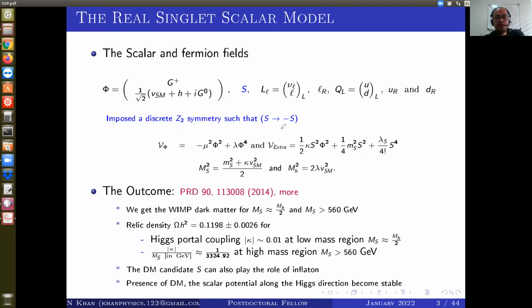In the presence of the extra scalar, this is the extra term in the scalar potential, and for this term, if you calculate the mass, we get the mass of the real singlet scalar. All the other standard model fermion masses remain the same, because there is no change in their masses or in any coupling expression. So what we achieved in this model is that you can get the dark matter density.